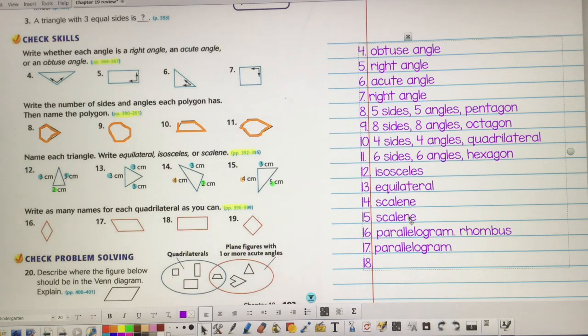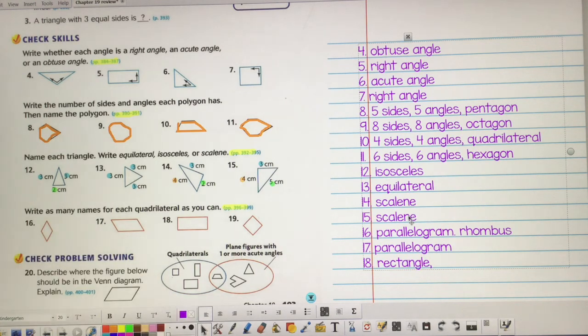Okay, number 18. Remember, you can always pause the video or go back to any question that you didn't understand or went too fast. Number 18. Now, I know right off that number 18 looks like a rectangle, right? Right angles, two sets of parallel sides. So I'm going to put a rectangle.